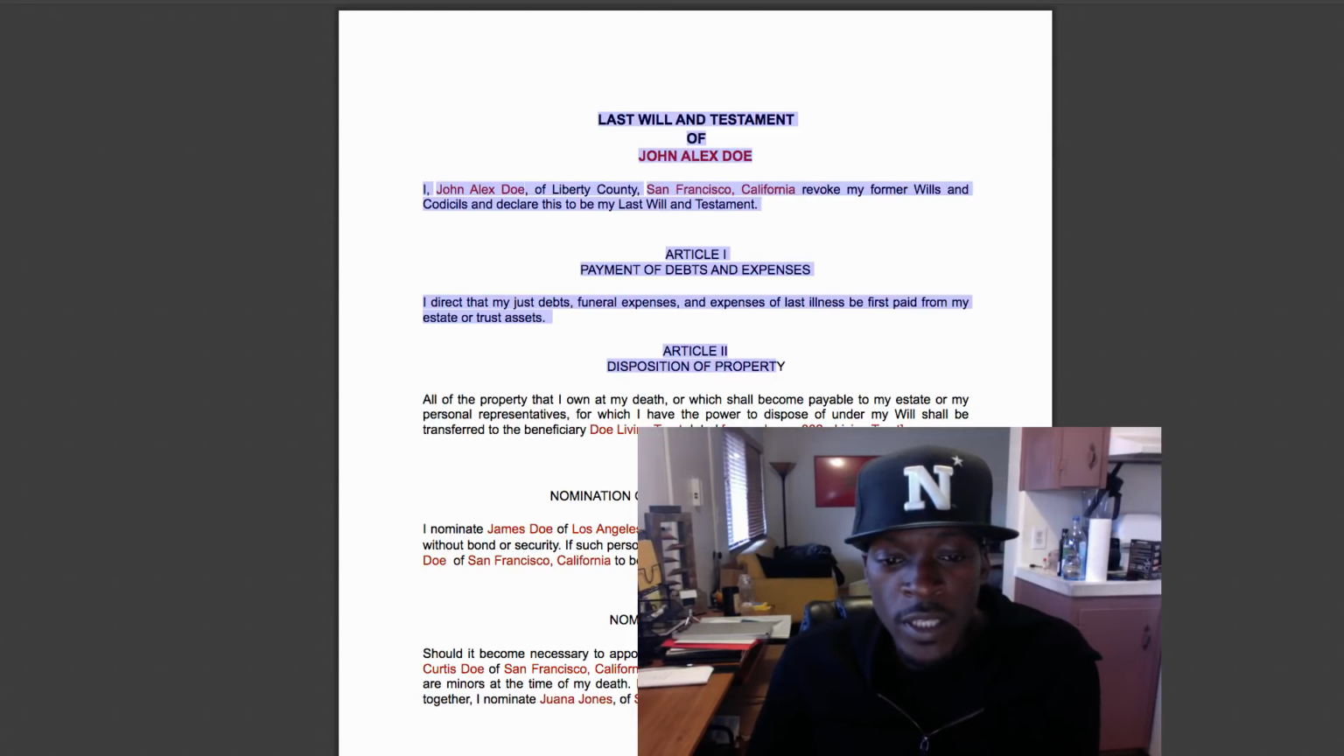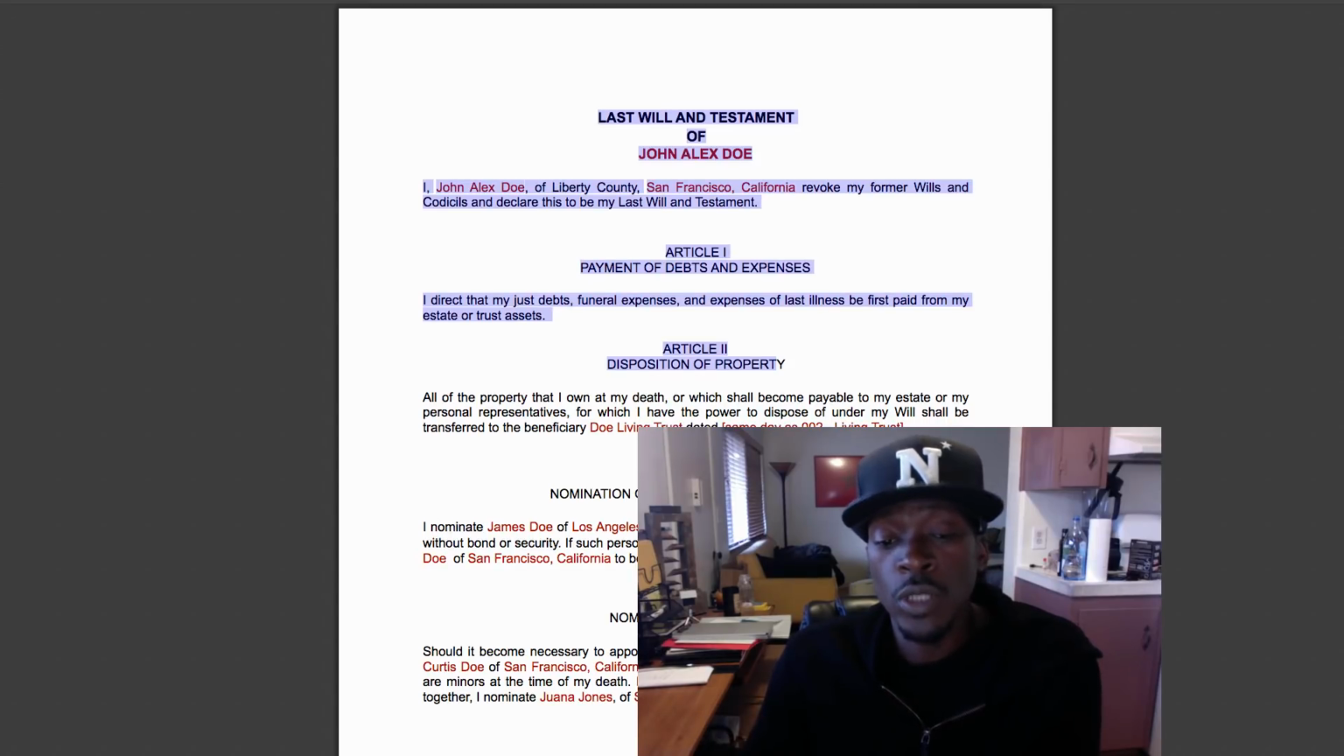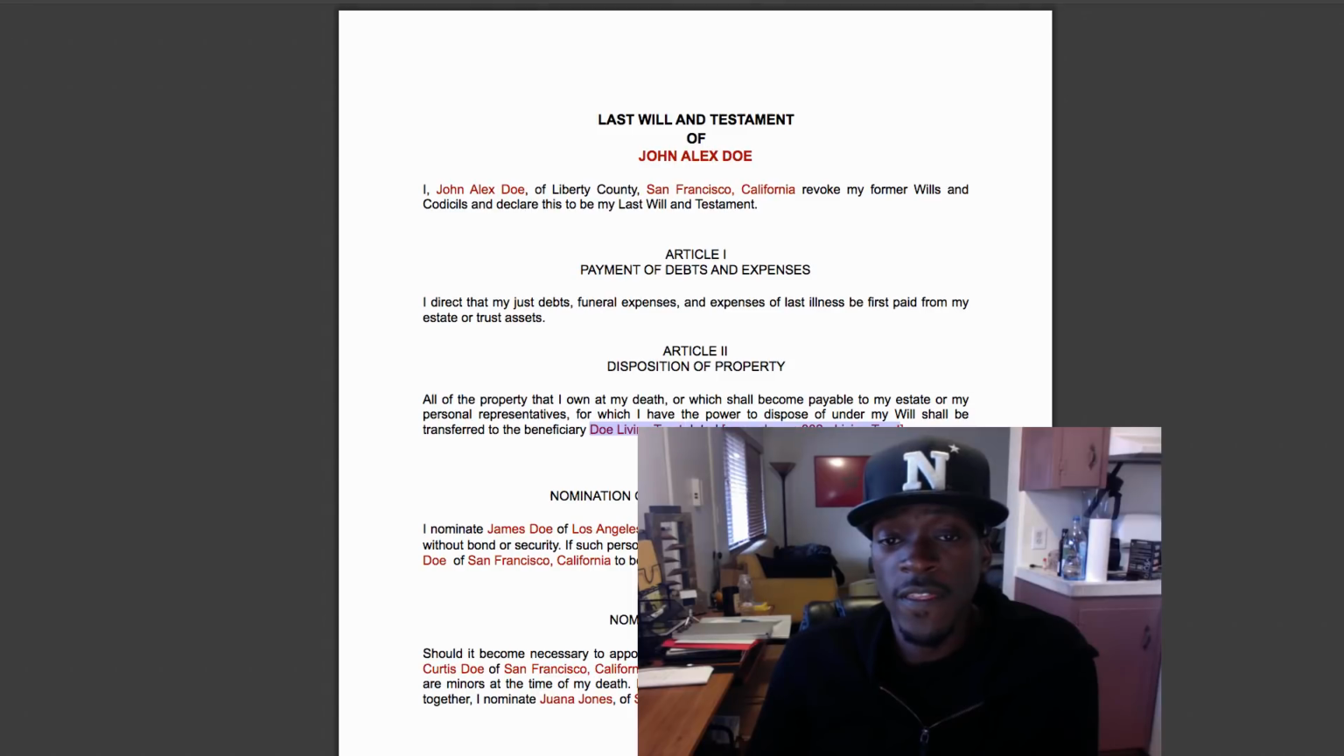All of the property that I own at my death, or which shall become payable to my estate or my personal representatives, for which I have the power to dispose of under my will, shall be transferred to the beneficiary, Doe Living Trust, dated, whatever date. So by this time, which is why I talked about the trust registration statement, you'll already have that trust registration statement, which can identify the actual trust to which all the property remaining at death gets transferred.